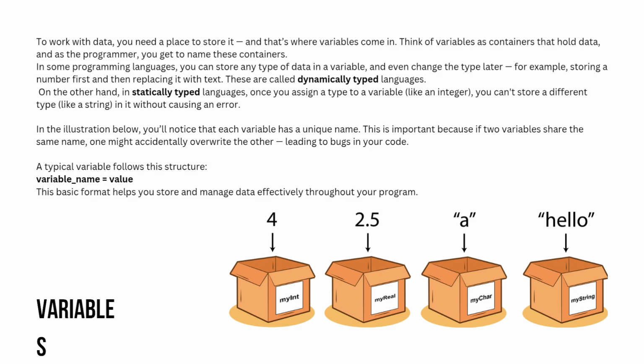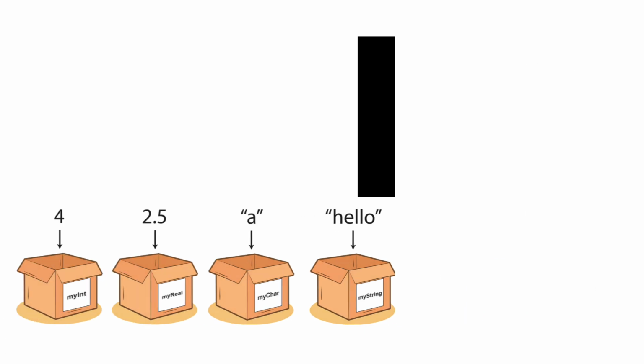In the illustration below, you'll notice that each variable has a unique name. This is important because if two variables share the same name, one might accidentally overwrite the other, leading to bugs in your code. A typical variable follows this structure: variable name equals value. This basic format helps you store and manage data effectively throughout your program.